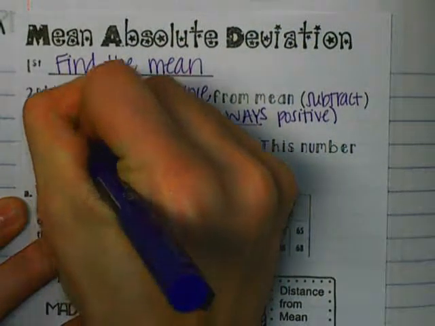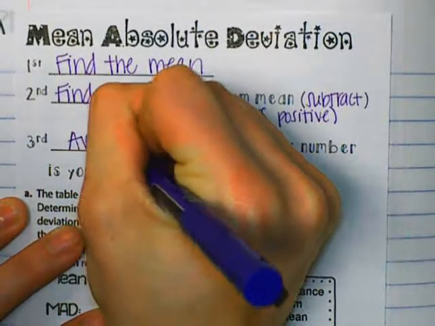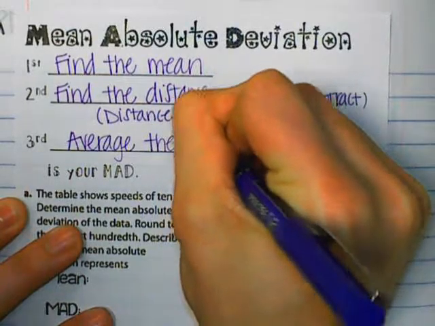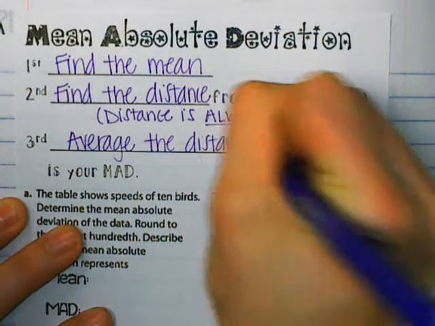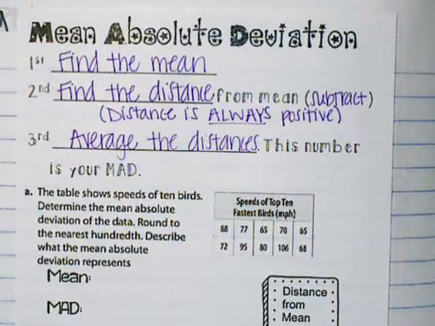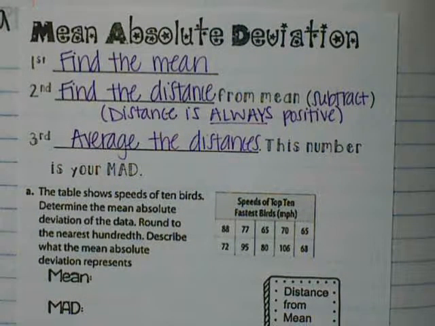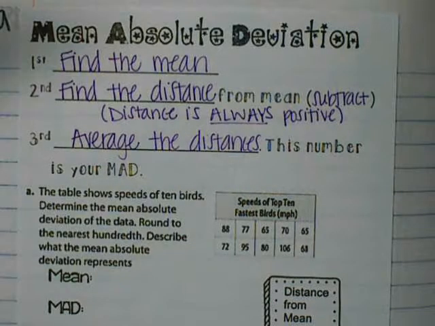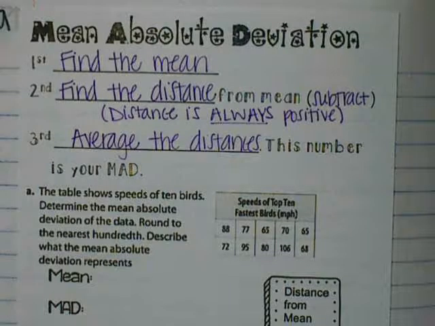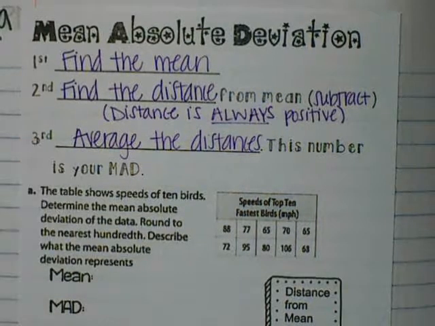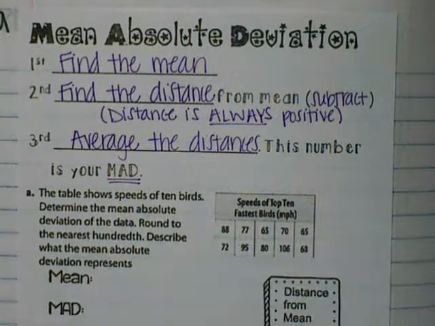Third, you're going to average the distances. Also known as finding the mean of the distances, but I feel like if I say the word mean too much, we get confused. So find the mean, find the distance each value is from the mean, and then average those distances, find the mean of the distances. This number that you get after averaging the distances is your mean absolute deviation.